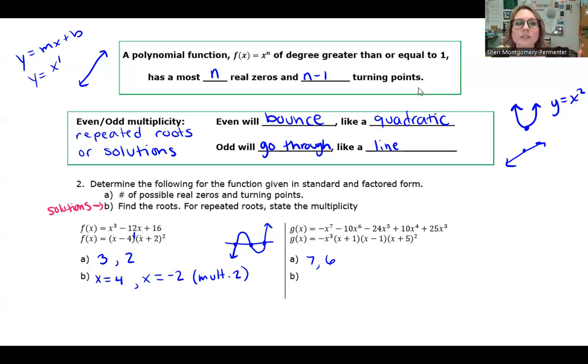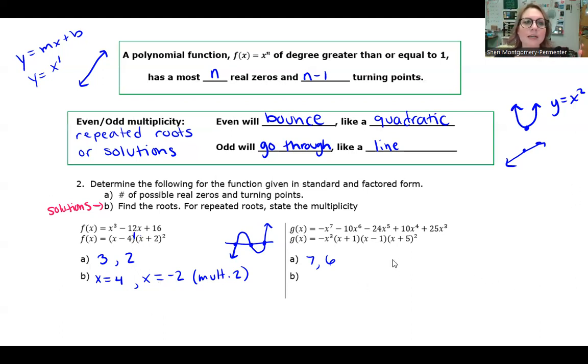And there are no more factors, so we're done with solutions. Solutions are just another way of saying the roots or the zeros, all the same thing. So this says that we should have 3 zeros because it's to the third power. And we actually do, because here's one of them, and then this one is twice. So that's 1, 2, 3.